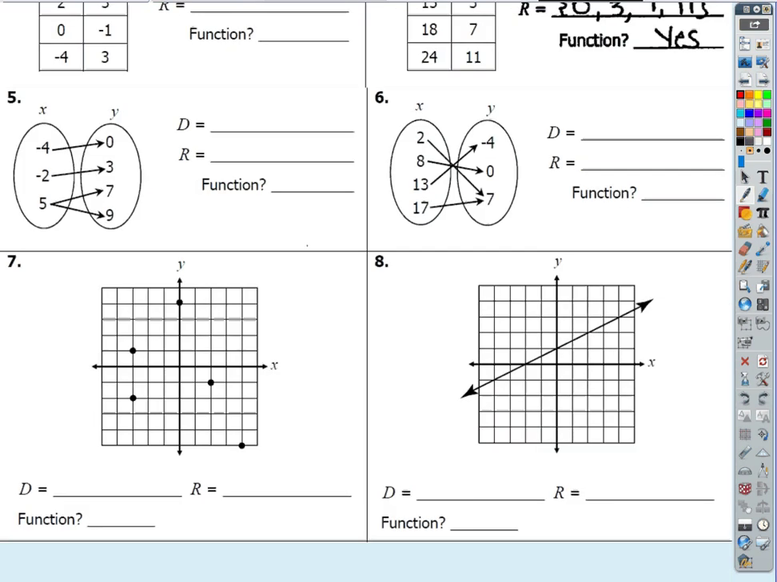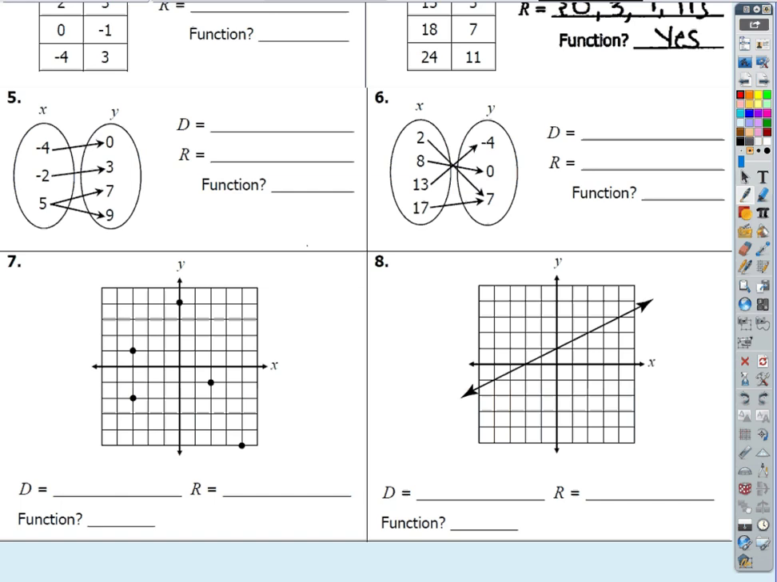Does this make sense? What's this telling us? It's a no, isn't it? And why is it a no? Because the input value 5 maps to the output value 7 and 9. Okay, so that's a no, right?